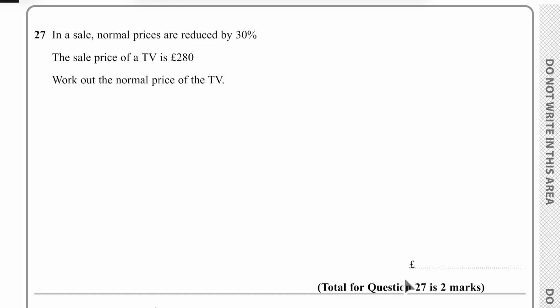It has 2 marks. Now, with these kind of percentage problems, they want to see that you can show a percentage decrease by using 1 minus the amount that it's been reduced by. So if I explain, you have the normal prices are reduced by 30%. So what you'll be writing out is 1 minus 30%.